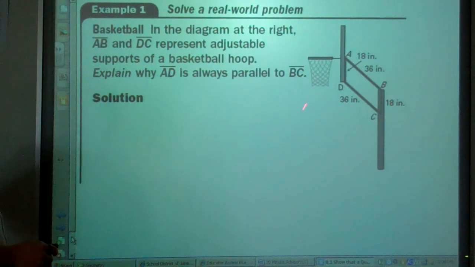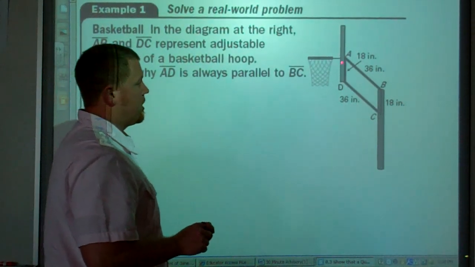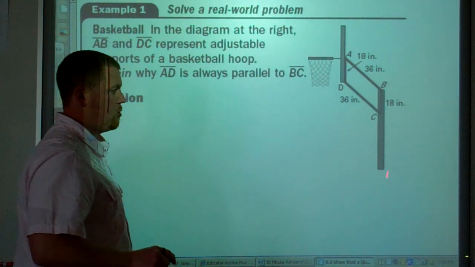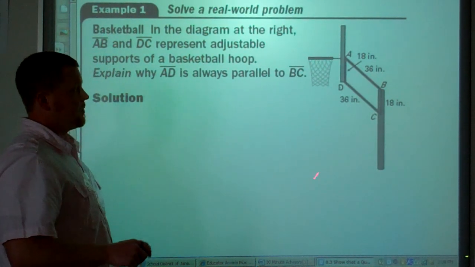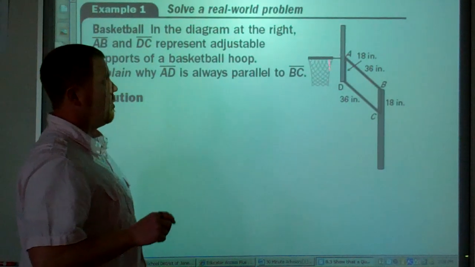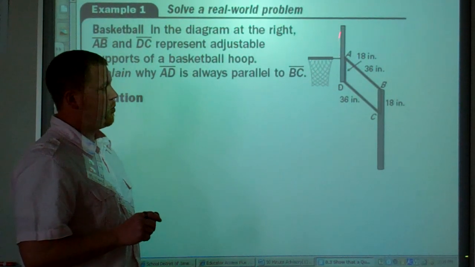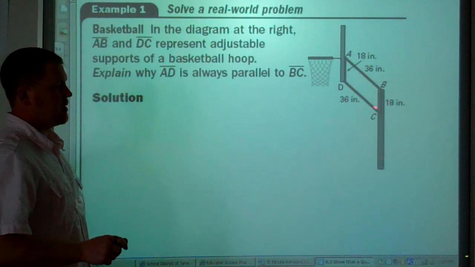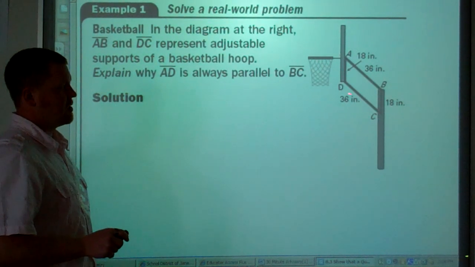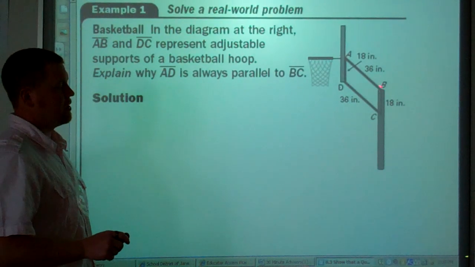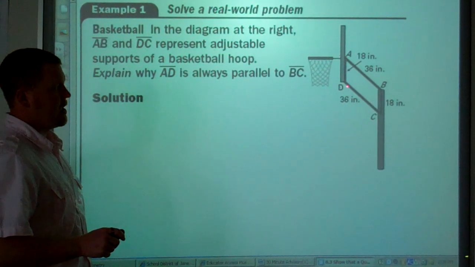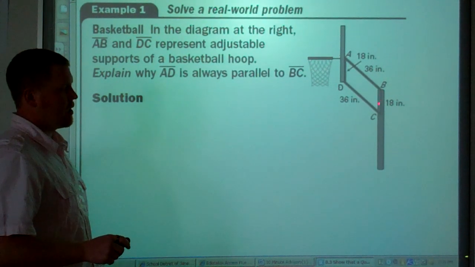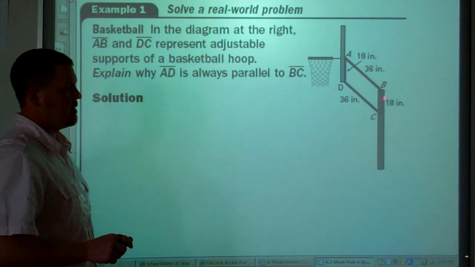Here, those adjustable hoop basketball hoops, what makes this backboard always stay parallel to the pole that's in the ground? When you raise and lower this backboard, what makes the backboard parallel to the pole? If we look at the supports here, segment CD is 36 inches, segment AB is 36 inches, the support on the backboard, A to D, is 18 inches, and the support on the hoop, BC, is 18 inches.